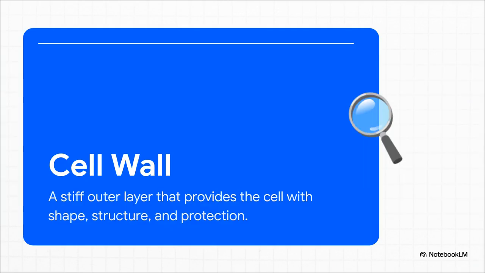First up, we add the cell wall. This is a super tough, rigid layer on the very outside. It basically acts like a strong box built around the cell. This is what gives a plant cell its shape and all that extra protection.